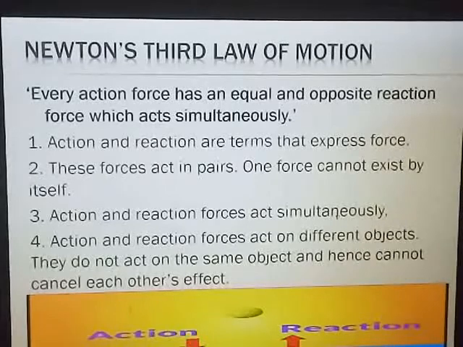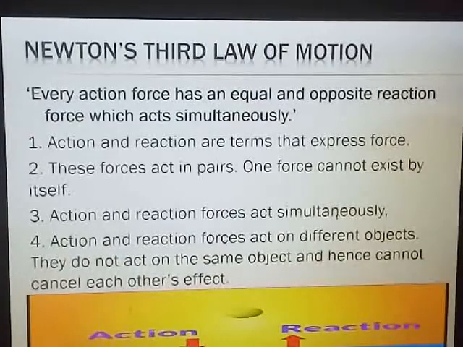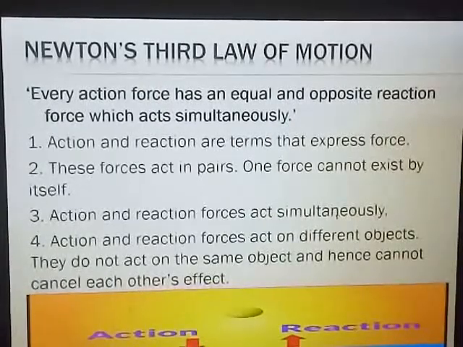Now the first child has hit the second child, means you can see two different objects are there. They do not act on the same object and hence cannot cancel each other's effect. So these are the different points which you have to remember while explaining Newton's third law of motion. So here we complete all the three laws of motion.